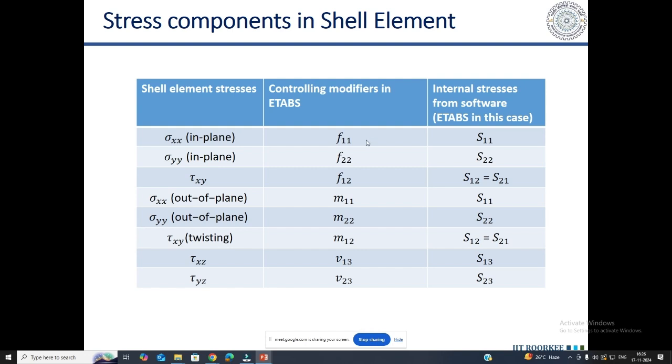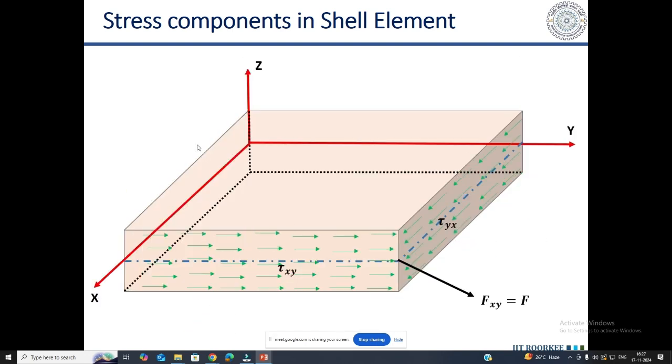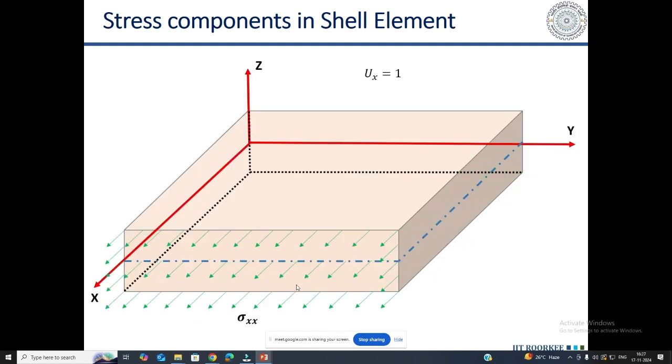Okay, so if you go to ETABS, when you are trying to provide some stiffness modifiers, people always get confused about which modifier will affect what, and to control a particular stress, what parameter should be modified. So there you may get confusion. That's why this is important to understand. So again, let us go back to sigma x, what it is showing, so that you'll understand properly. So this is sigma x.